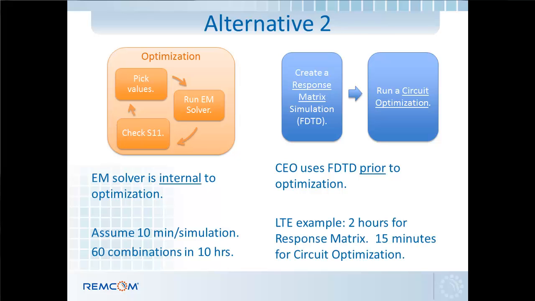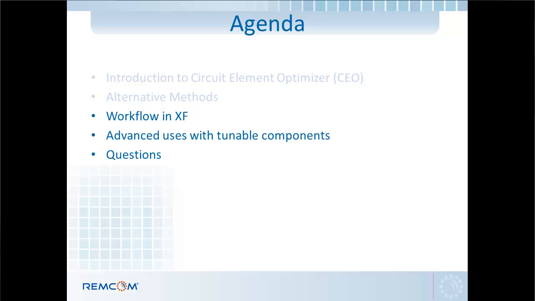So if you just consider the runtime associated with it, if let's say 10 minutes per simulation, which is fairly quick, you can get through 60 different combinations in about 10 hours. For circuit element optimization, for the LTE example, there were 8 elements. It took about 2 hours to do the response matrix and the system characterization, and then once we had that, it was an additional 15 minutes to do the optimization. And that 15 minutes accounted for tens or hundreds of thousands of different combinations in order to select the optimal value. So those were 2 alternative methods.